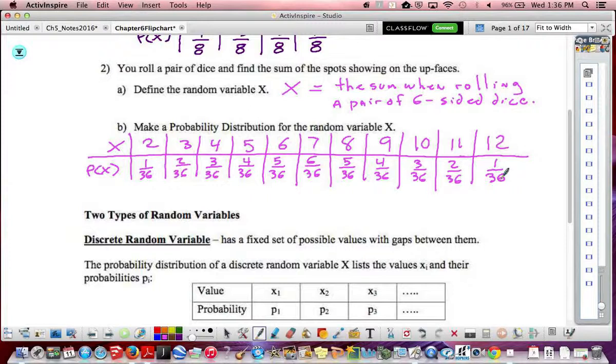Okay. Now, one of the things that we are going to talk about a little bit here today is what we call a discrete random variable.